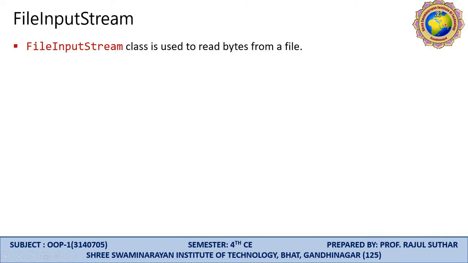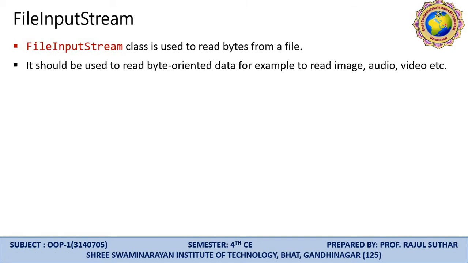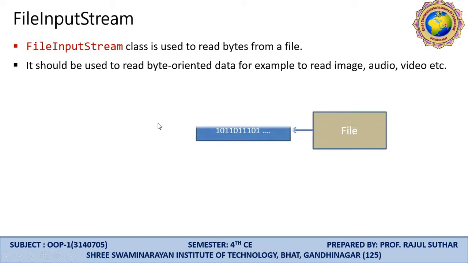The FileInputStream class is used to read bytes from a file. If you are working with a reading operation, you can use FileInputStream. And if we are working with a write operation, then FileOutputStream is required. This class is used to read byte-oriented data, for example, reading an image, audio file, or video file. Like a file, we are reading the data, so it retrieves the data from the file. Any file is converted into binary, or we can say that it is byte-oriented data.